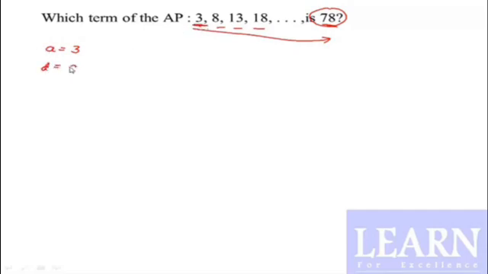d equals a2 minus a1. What is the value of a2 here? a2 is 8 and a1 is 3. So that is nothing but 8 minus 3, which is equal to 5. Now we have got a and d. Now we need to find the nth term.